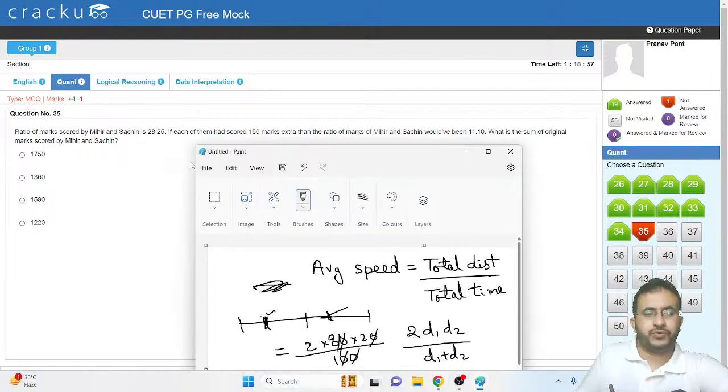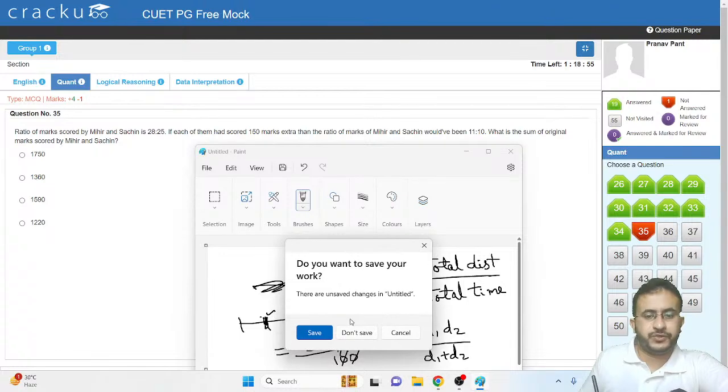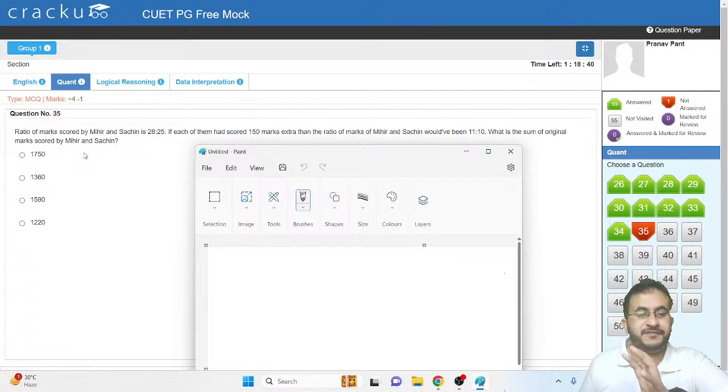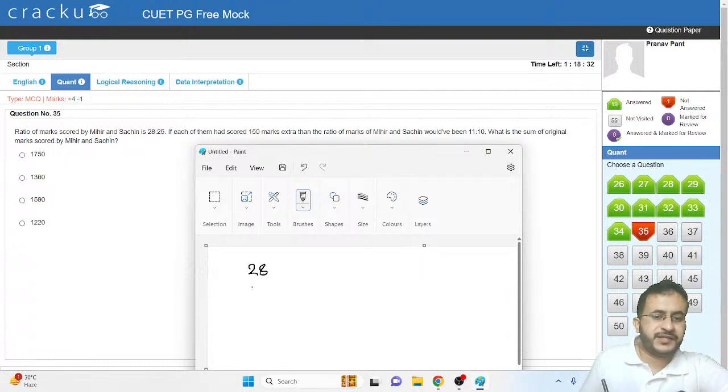The ratio of marks scored by Mihir and Sachin is 28:25. If each of them scored 150 marks extra, then the ratio of marks would be 11:10. What is the sum of the original marks scored by Mihir and Sachin? This question can be done in a much better way rather than solving it. What we need to find is the sum of original marks. So one has 28x, the other has 25x. Adding the originals, we get 53x.